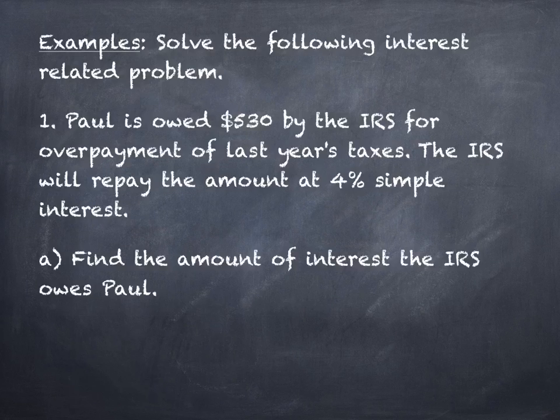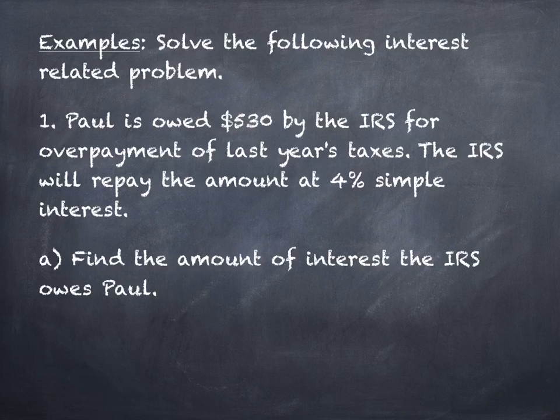All right, we're going to take an example. We're going to talk about Paul. And Paul actually paid too much on his taxes. Shame on Paul. And so the IRS owes him money. He is owed $530 by the IRS for overpayment of his taxes. And the IRS is going to pay him money back, the initial $530 that he overpaid. And then they're going to pay him an amount of 4% interest on that money.